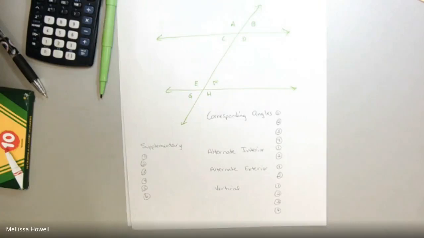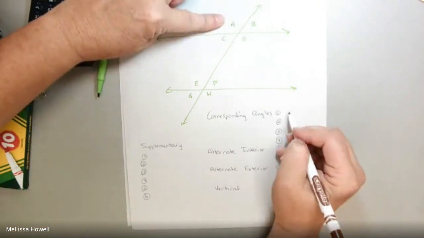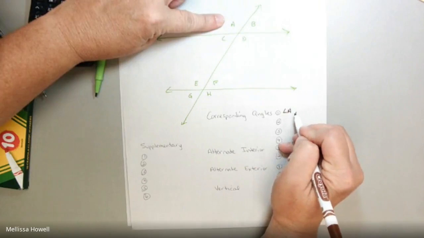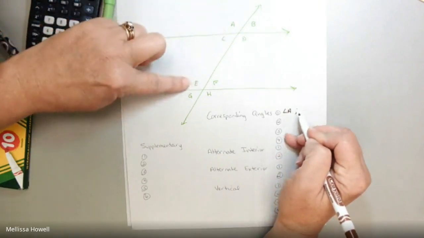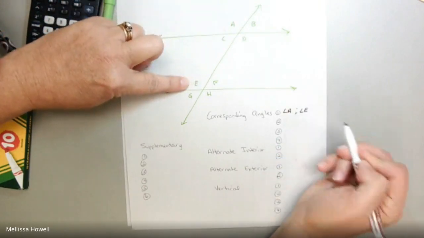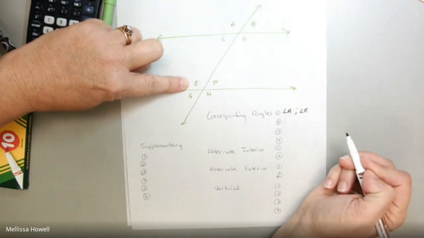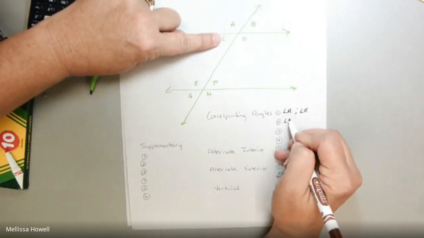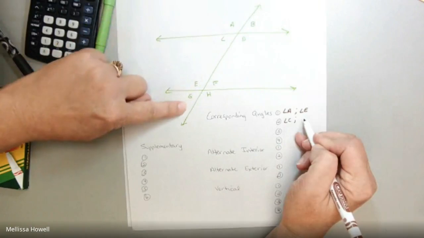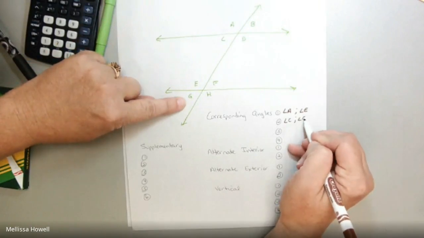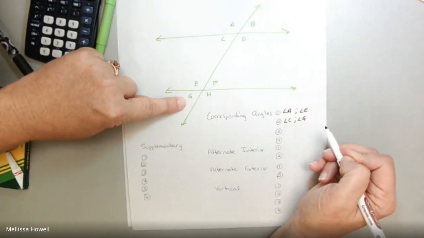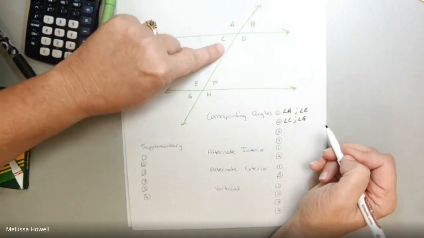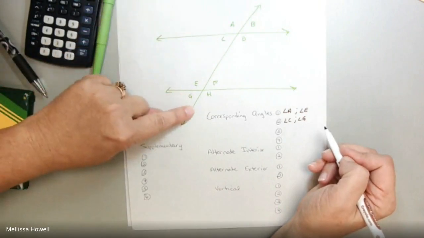We have corresponding angles. Remember, corresponding angles are in the same position on the parallel lines. So angle A is in the same position as angle E. They are corresponding. Angle C is in the same position as angle G. And remember, corresponding angles are congruent. And you can tell by looking at it that that angle is about the same as this angle.